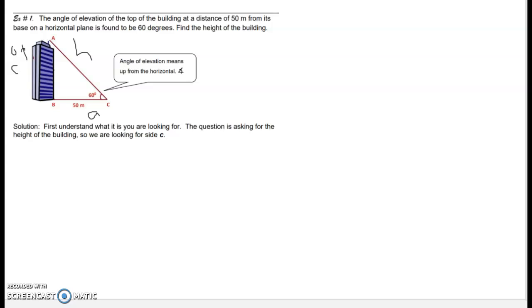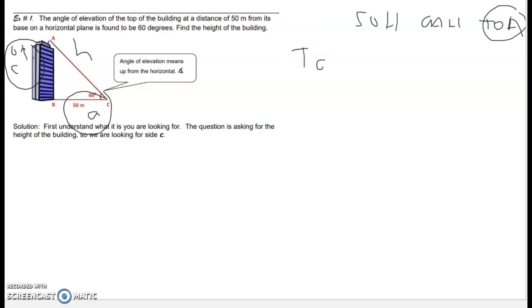In order to figure out which one we are using, I always like to circle what we were given. So we were given the adjacent, because it's 50 meters. And then it tells us that we are looking for the height, so that means we are looking for the opposite. So when we think of SOHCAHTOA, because it is opposite and adjacent, that means we are looking for tan.